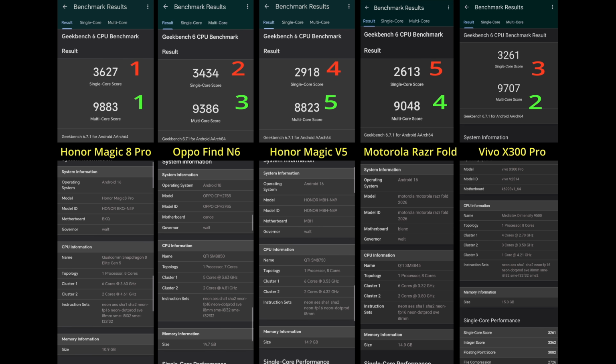Looking at this chart, you can see that the Honor Magic 8 Pro won in both single and multi-core. And then you have second place, the Oppo Find N6 for single core, and third place goes over to the Dimensity chip in the Vivo. And then fourth is last year's Snapdragon Elite chip in the Magic V5. And then the last is the new Razr Fold, fifth place in the single core.